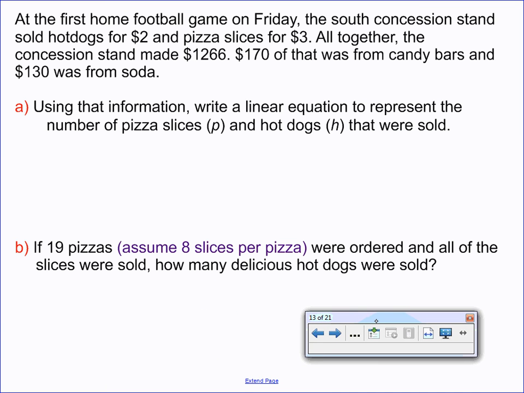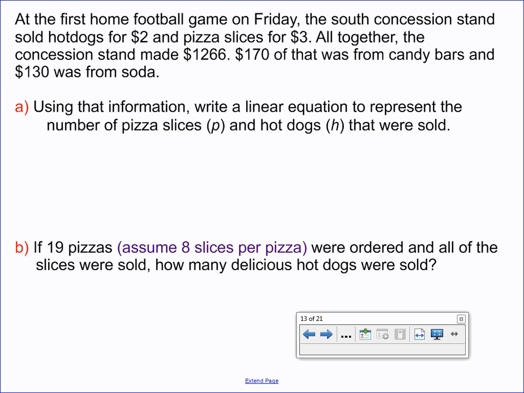So let's remind ourselves about some linear relationships. At the first home football game on Friday, the South concession stand sold hot dogs for $2 and pizza slices for $3. Altogether, the concession stand made $1,266. 170 of that was from candy bars and 130 was from soda. Using that information, let's write a linear equation to represent the number of pizza slices, P, and hot dogs, H, that were sold. So we've got a lot of information here. We need to decipher what's important and what kind of linear equation we want to use to represent the information.